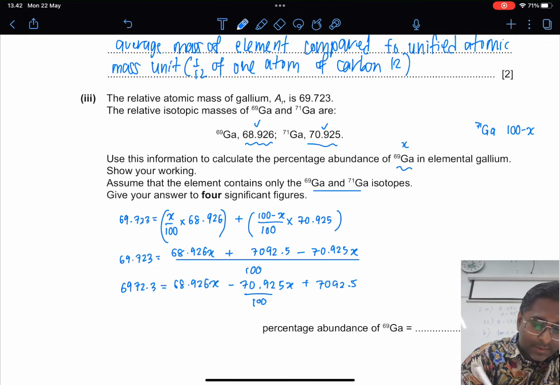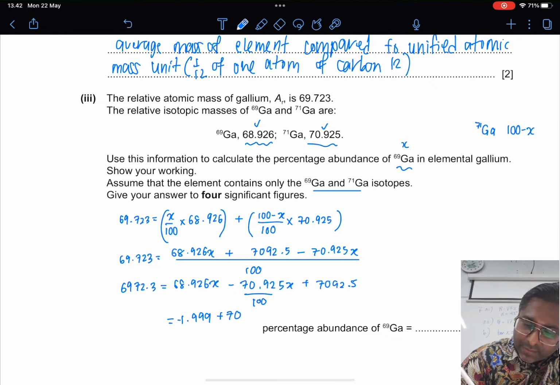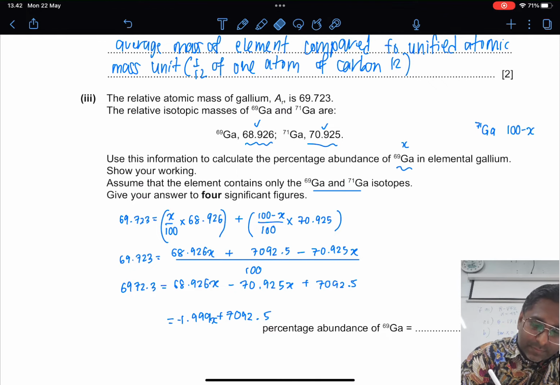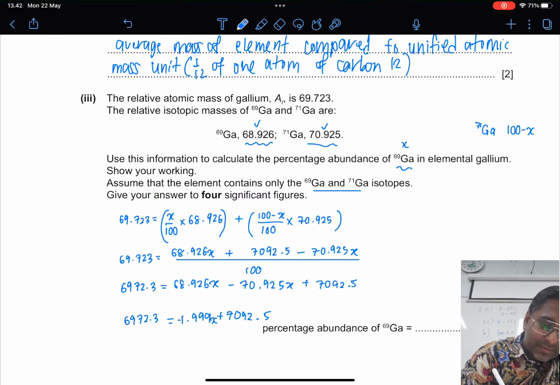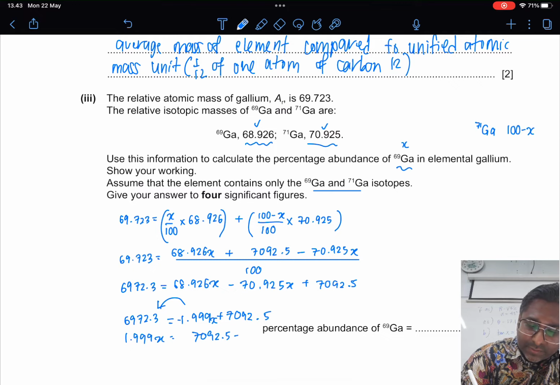Okay, negative 1.999, so plus 70. Okay, this is X, 7092.5. Just now I already times by 100, so no need. So 6972.3. Bring this one over here, it will become 1.999x equals 7092.5 minus 6972.3.